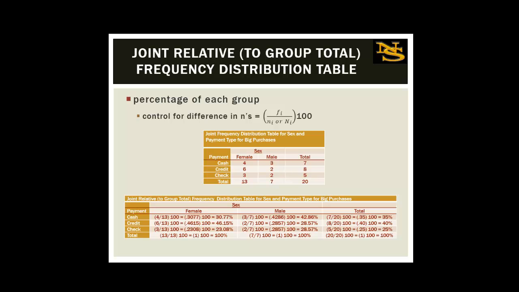So let's go ahead and look at the top left cell here, looking at females who paid with cash. So we've got 4 out of 13 females, whereas before it was 4 females who paid with cash out of the total 20. Now we're limiting our denominator to the total number in that particular group. So 4 out of 13 females paid with cash. 4 divided by 13 gives us 0.3077. Multiply that by 100. You get 30.77% of females paid with cash.